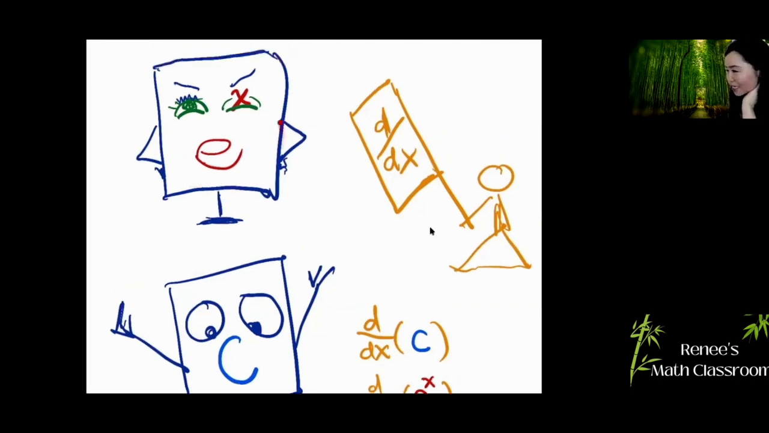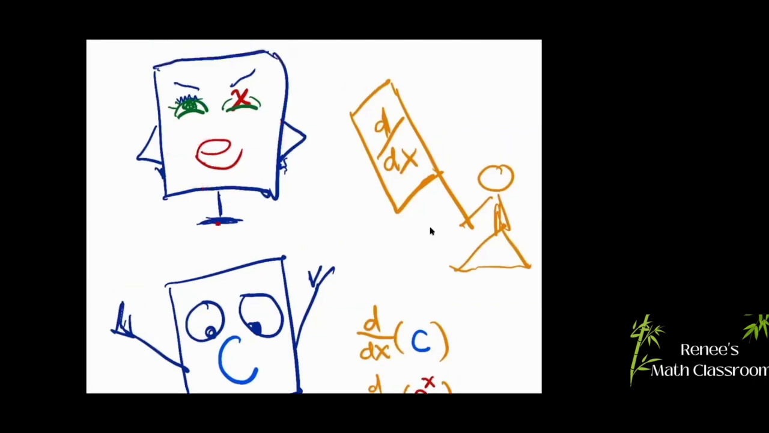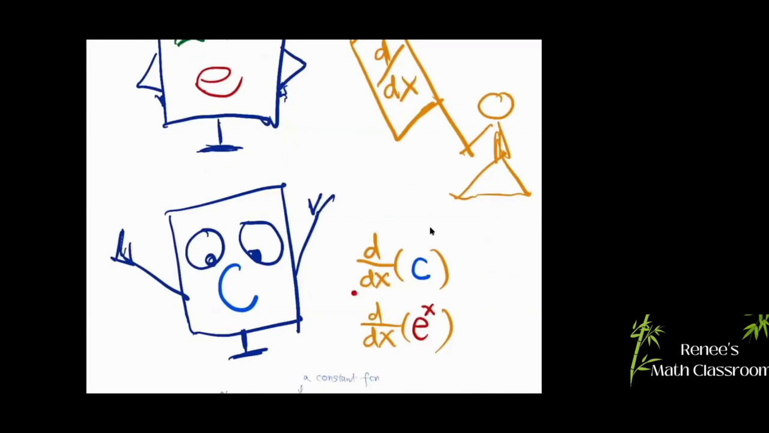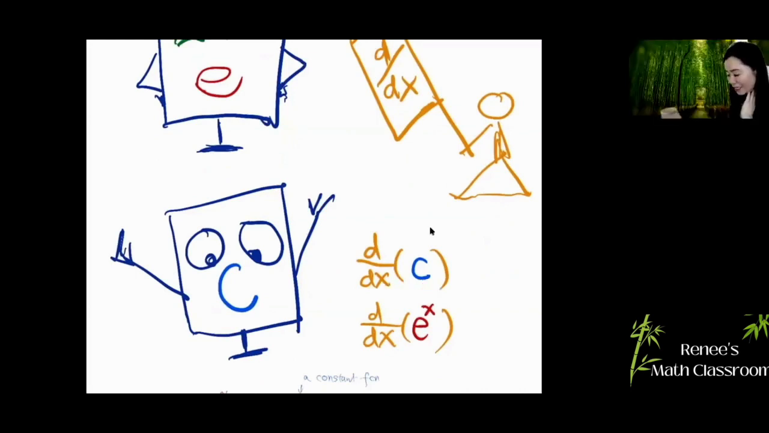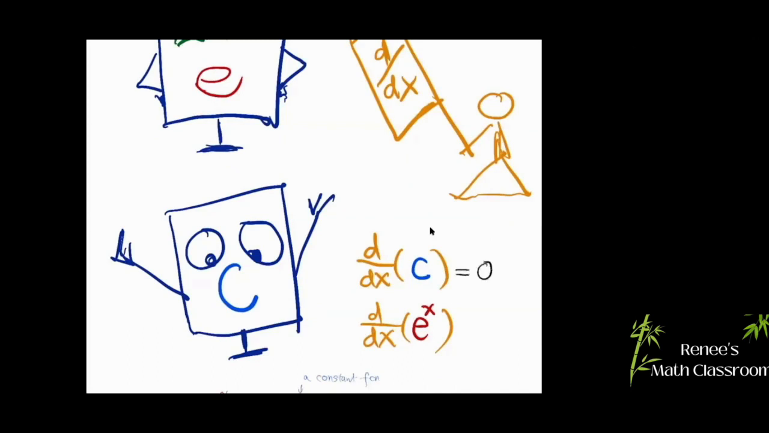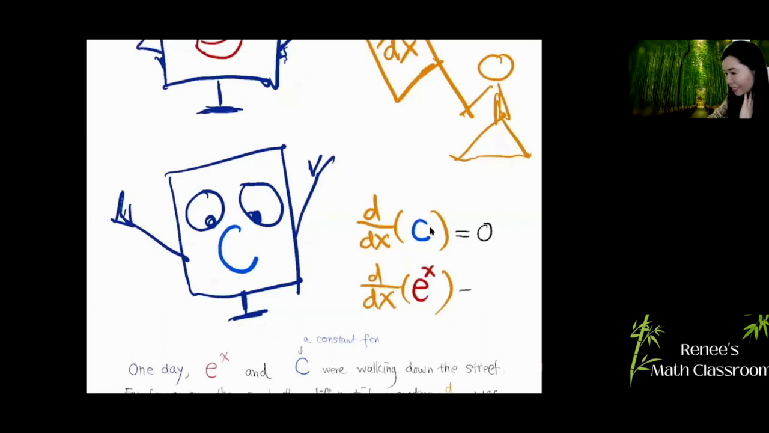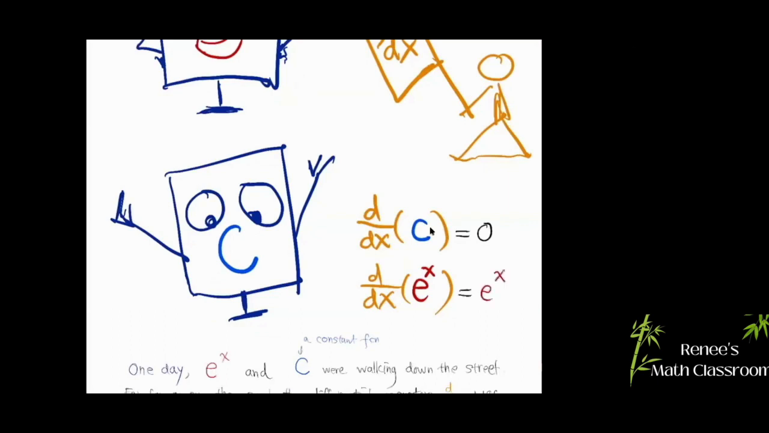Do you like my drawing? I designed this. Oh, I love it. That was a great story, because the derivative of c here is what? The derivative of c is equal to 0. So we have nothing left, right? The derivative of e to the x is what? e to the x. It doesn't change.